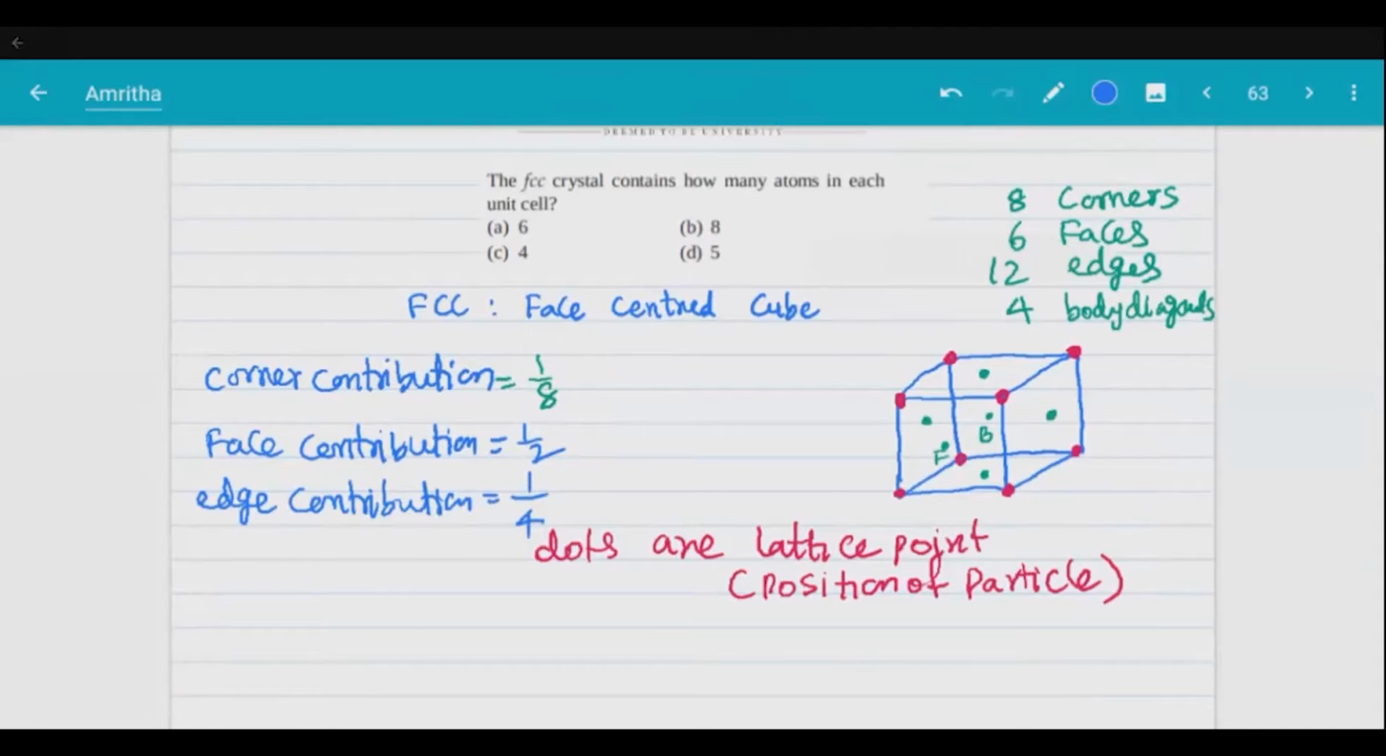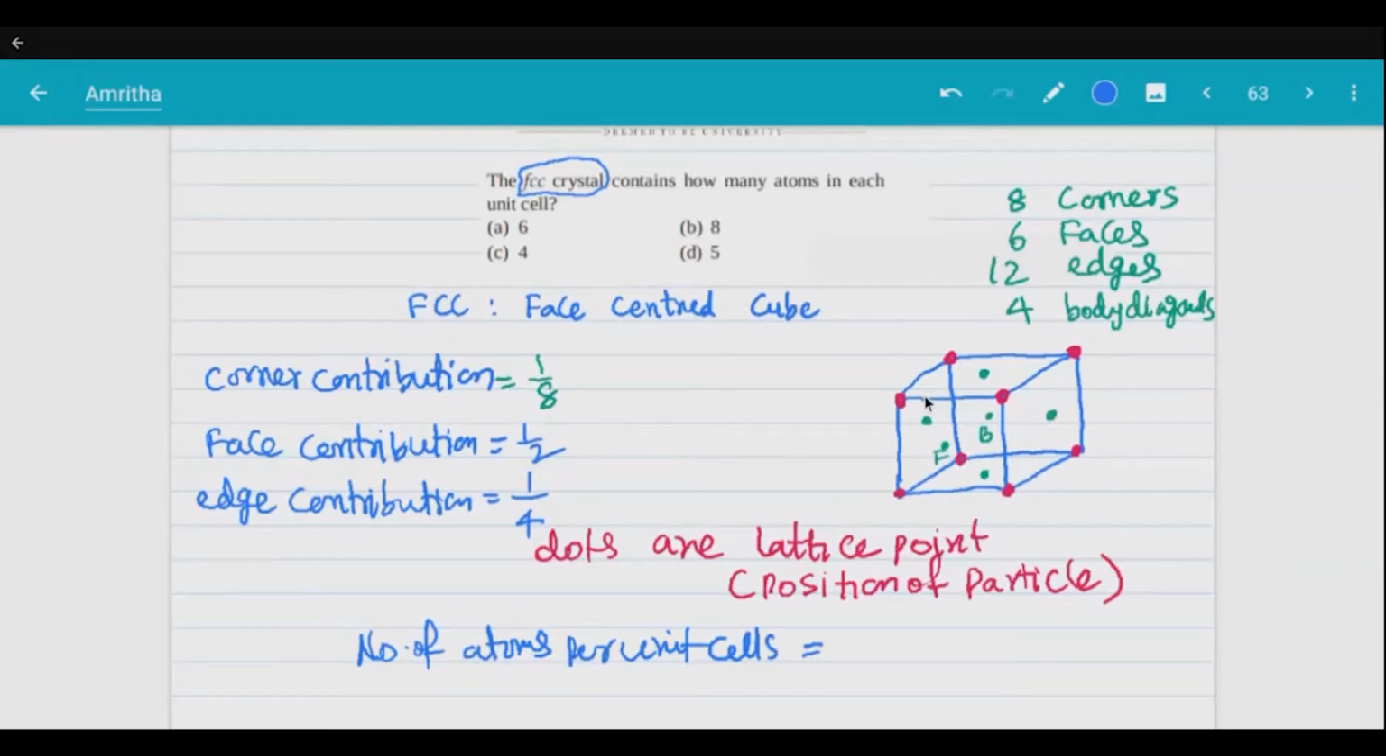Now our unit cell is FCC. FCC crystal. Coming back to this question now. FCC crystal. How many atoms in each unit cell now? Corners. Number of atoms per unit cell. Look at this. You can see there are 8 dots. Okay. 8 dots plus 8 red dots plus 6 green dots.